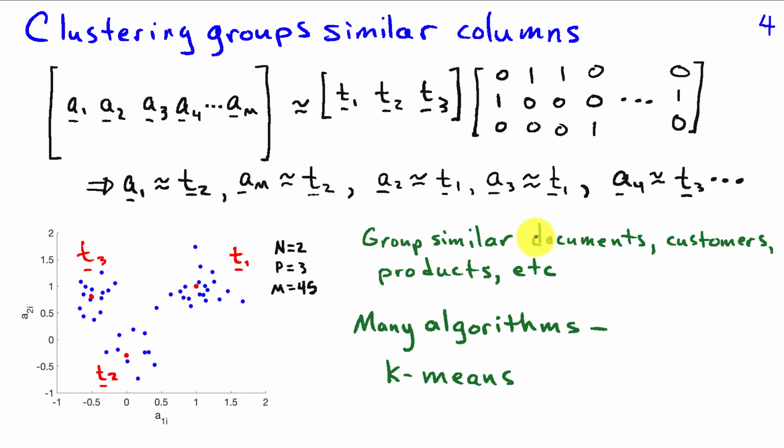So what we'd like to do is take a matrix of measurements, all 45 data points that are represented in this 2-dimensional problem, and then group the ones that are similar. In other words, assign cluster centers to those, and that could be representing similar documents, grouping customers that have similar preferences, grouping products that have similar attributes, and so on. Now, there are a lot of different algorithms for doing this kind of clustering. One is the k-means algorithm, and that's something that we'll look at in detail in a subsequent lecture.